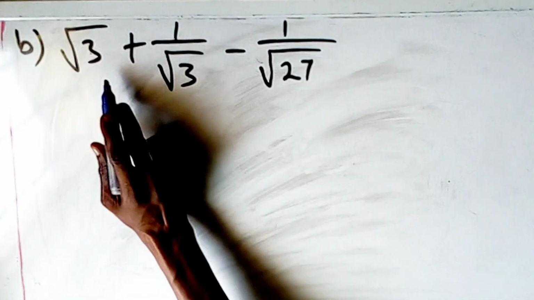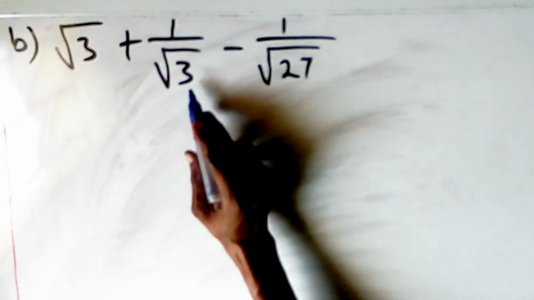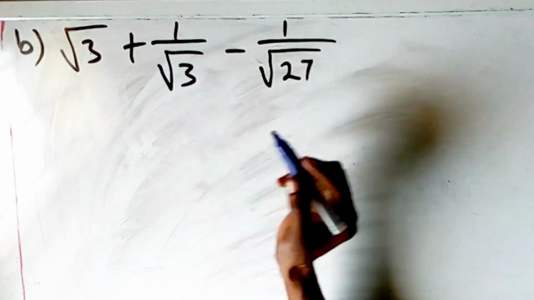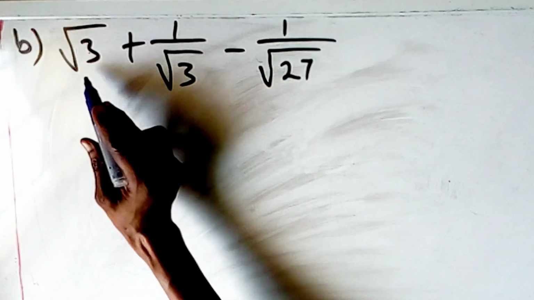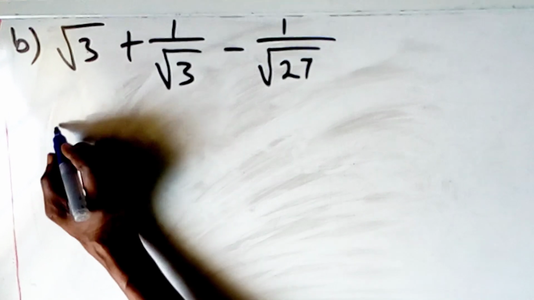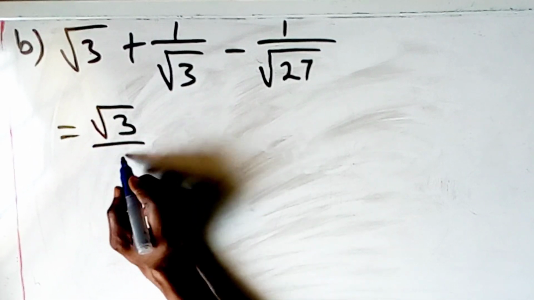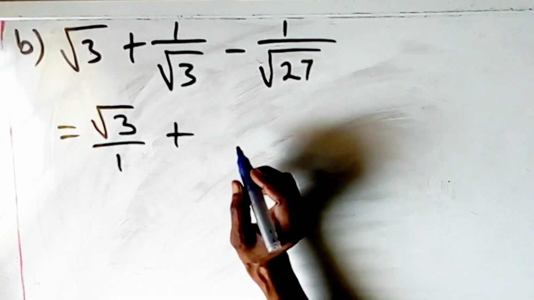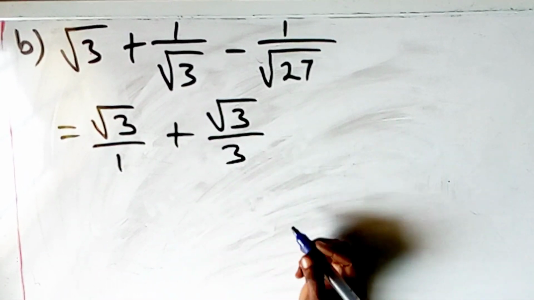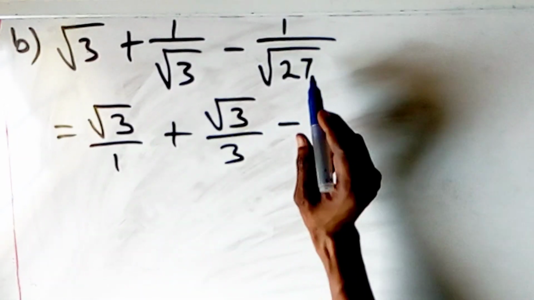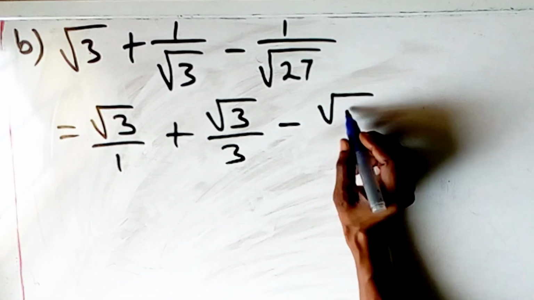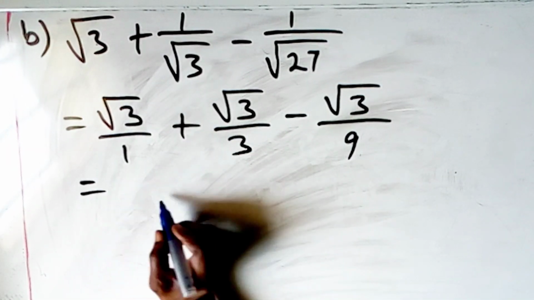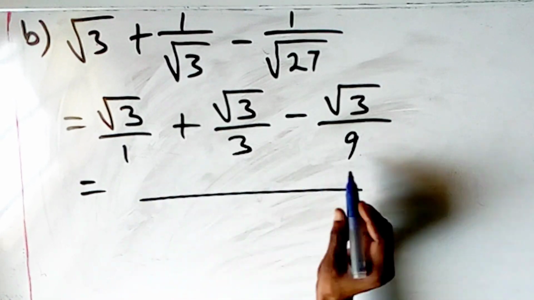The next example, so we're going to rationalize 1 over root 3 and do also the same thing to 1 over root 27. So let's start. So this one, we don't have an issue with root 3, so we can easily just write root 3 over 1. Then when we rationalize 1 over root 3, we got root 3 over 3. Remember how to rationalize? The same thing, when we rationalize 1 over root 27, we got root 3 over 9. Now we can easily find our LCM, which is 9.